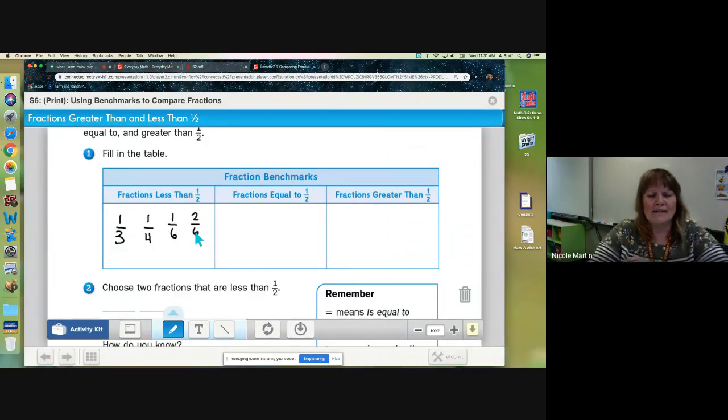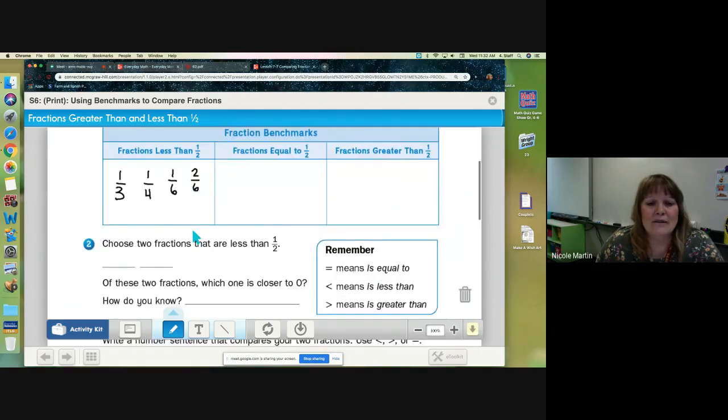Now I want to point something out to you. Let's look at the numerator on these numbers. You're going to see that the numerator, or the top number, is very close to 1 or 2. Okay, very, very close to 1 or 2. That's because fractions that are less than 1/2 are very, very small. They're tiny little parts. So they're pretty small when it compares to that portion. Okay. All right.